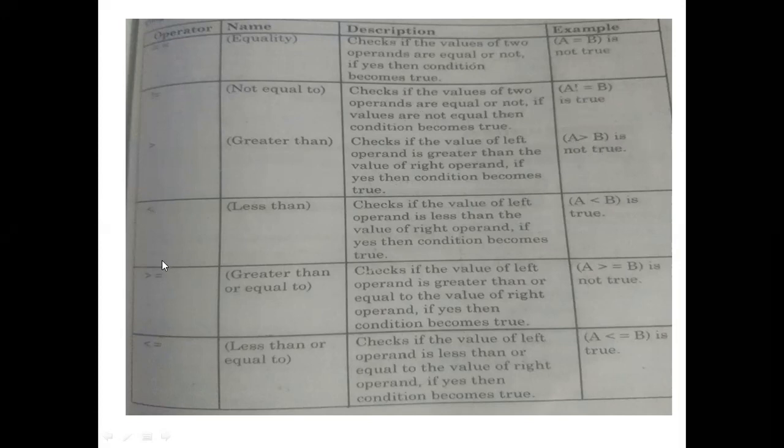So this is less than, likewise less than equal to, greater than equal to. These are the relational operators. So a greater than or equal to b is not true because in greater than or equal to, if either of the conditions is true, it will return true. But if neither of the conditions is satisfied, then it will return not true.